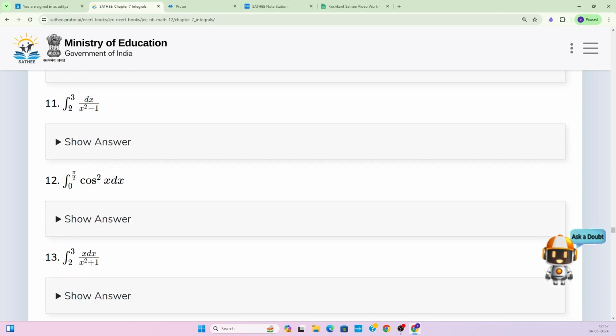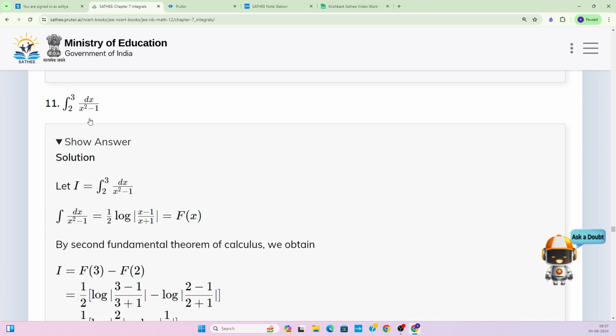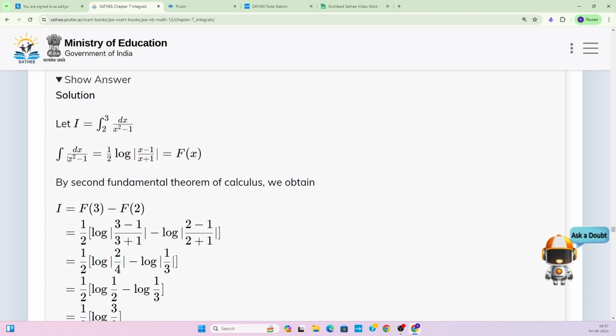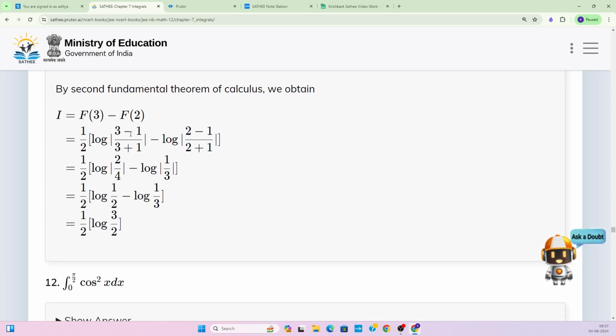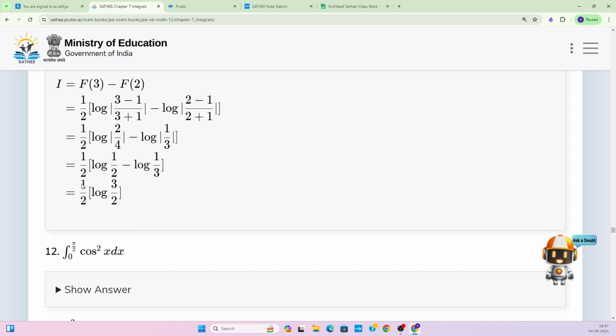Definite integral from 2 to 3 of dx by x square minus 1. This means the indefinite integral of dx by x square minus 1 will be half of log (x minus 1) by (x plus 1), which is equal to capital F(x). Now using the second fundamental theorem, you will get F(3) minus F(2). This means half of log (3 minus 1) by (3 plus 1) minus log (2 minus 1) by (2 plus 1). You will get half of log (2 by 4) minus (1 by 3). After using properties of log, you will get half of log 3 by 2 as your final answer for this 11th problem.